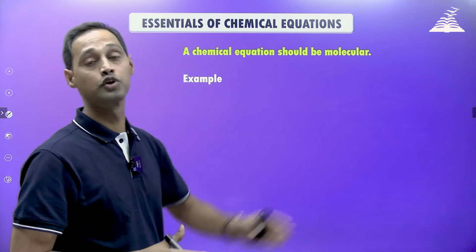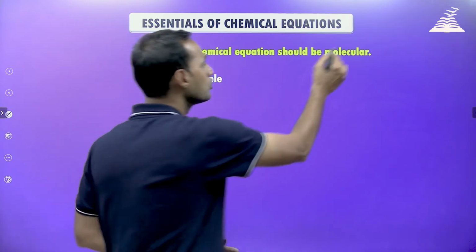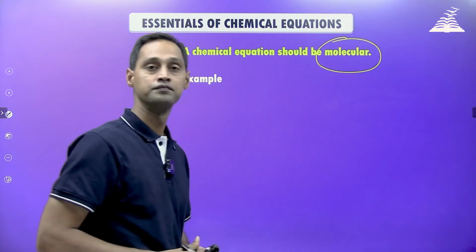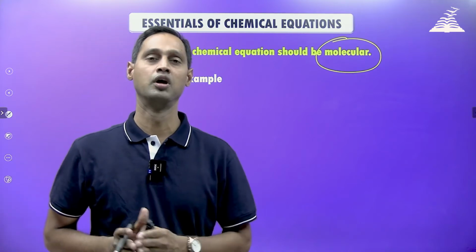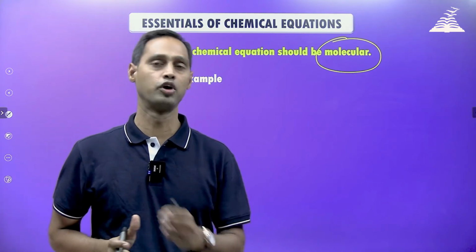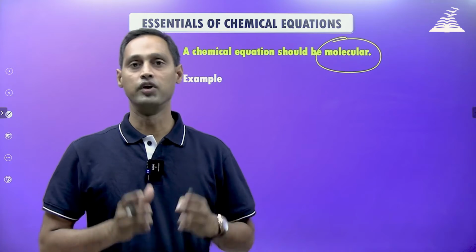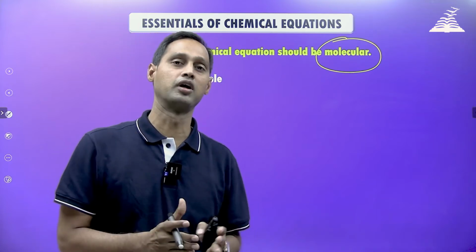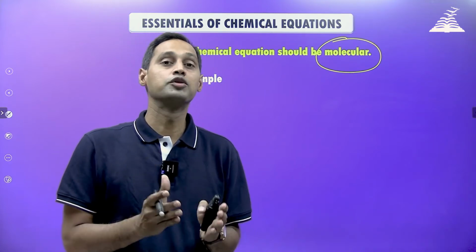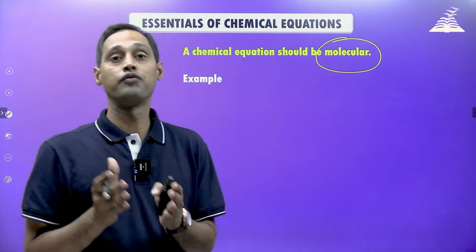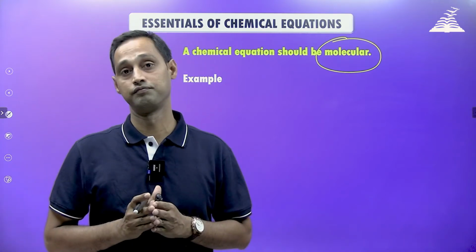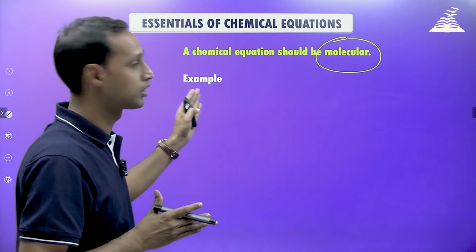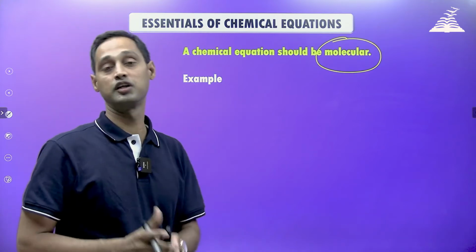We will now take a look at one more essential of a chemical equation. A chemical equation should be molecular. So what do you mean by molecular? There are a few elements like hydrogen, oxygen, nitrogen, and halogens like fluorine, chlorine, bromine, and iodine. When these elements are involved in any chemical reaction, they should be represented in the form of molecules, but not in the form of atoms. Let's take a look at one example so that you understand it better.